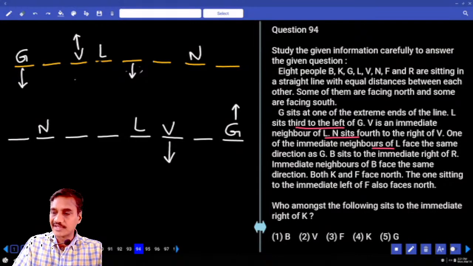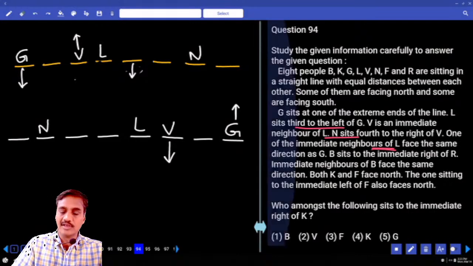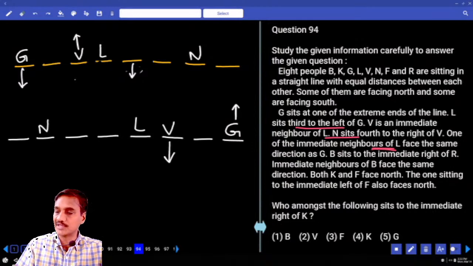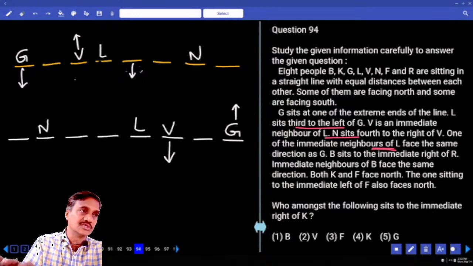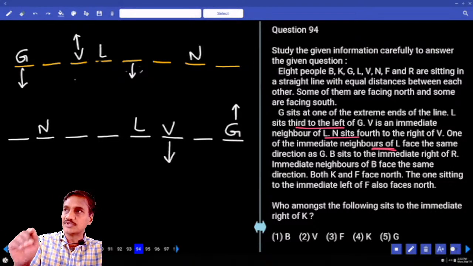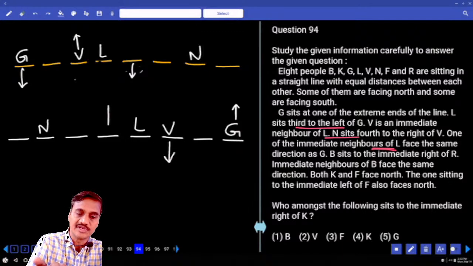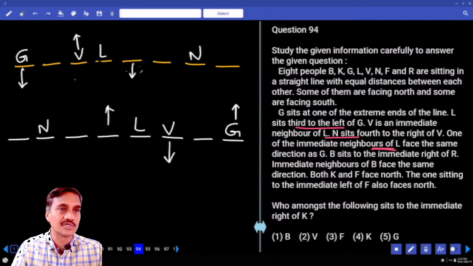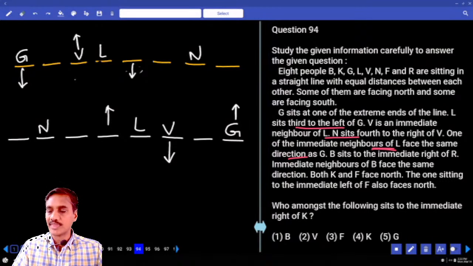And one of L's immediate neighbors is facing the same direction as G. Now here in the second case, G is facing towards north. Hence one of the immediate neighbors of G is facing towards north. Done? And next one. One of the immediate neighbors of G faces the same direction as R.